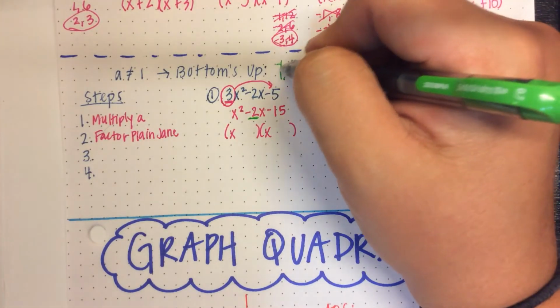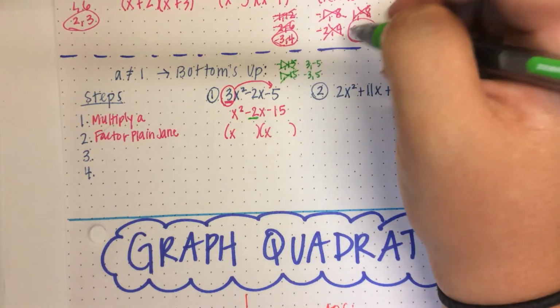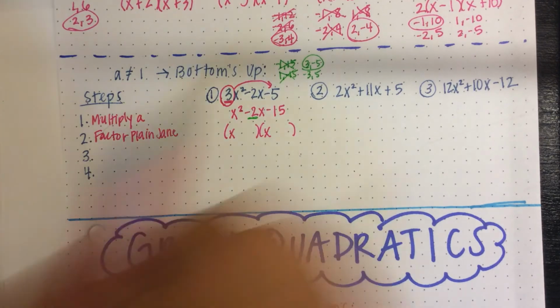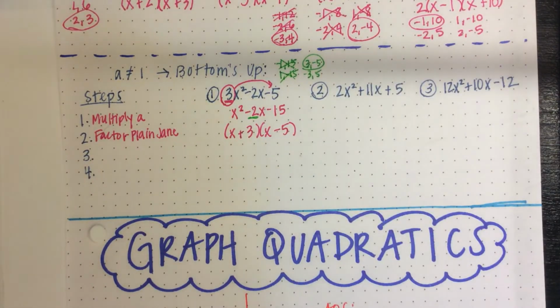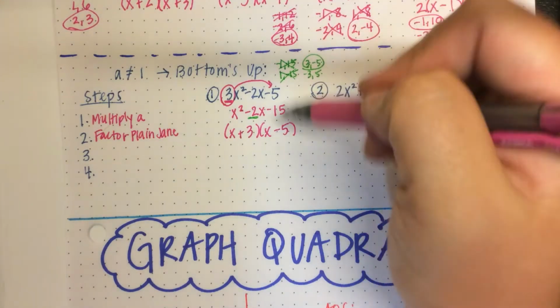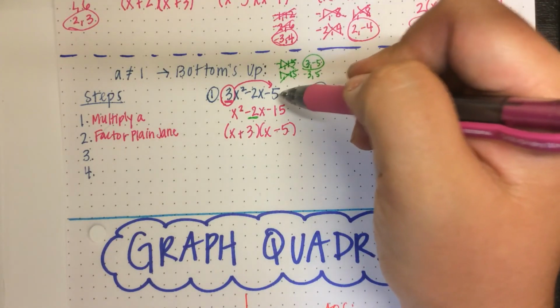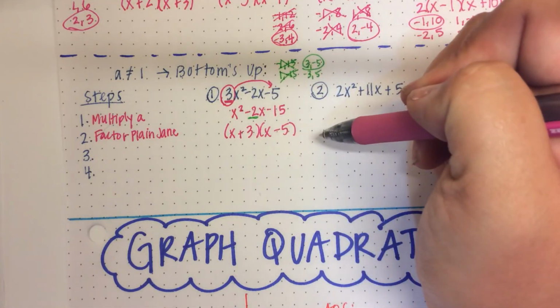Right? So negative 1 and 15 is 14. 1 and negative 15 is negative 14. 3 and negative 5, there's my negative 2. So I'm going to have a plus 3 and a minus 5. But I'm not done. This factored the x squared minus 2x minus 15, not the beginning one. And I have to figure out what multiplies to get that beginning expression.